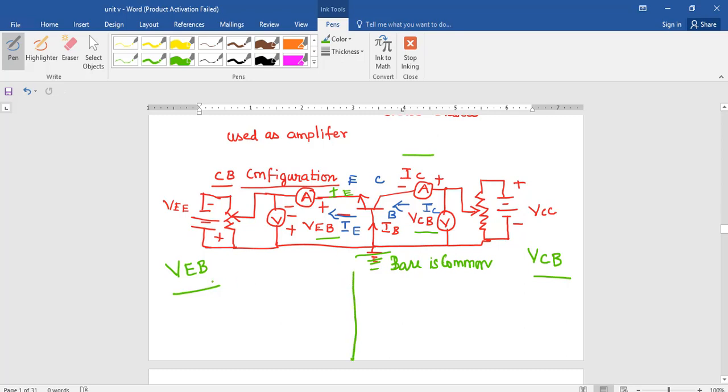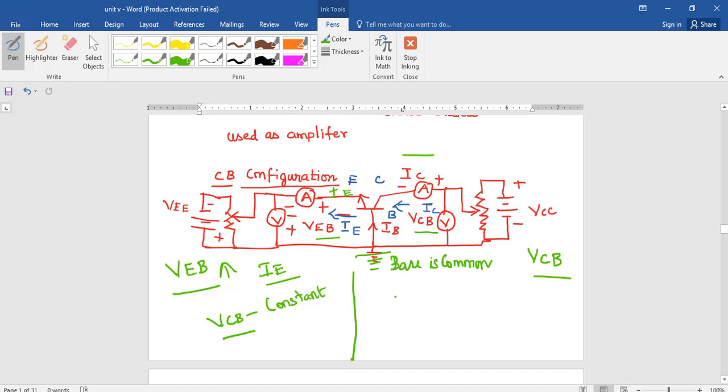Here input characteristics refers to a graph drawn between VEB and IE. Here VCB is constant. VEB is varied, and for that varied VEB, IE is noted down. Then if you draw the graph between VEB and IE, then it is called as input characteristics. During this process, VCB is constant.